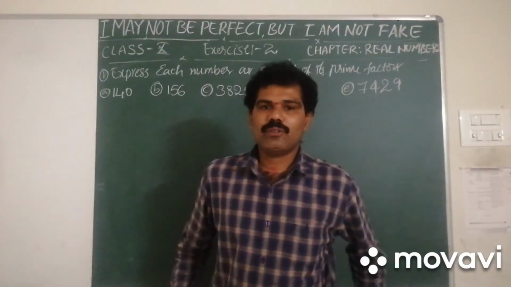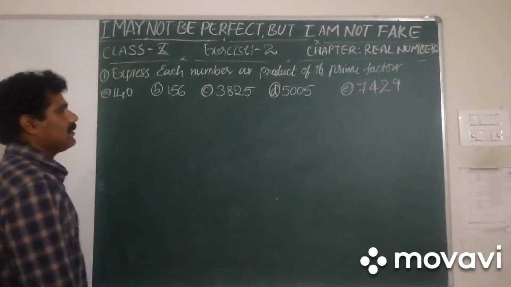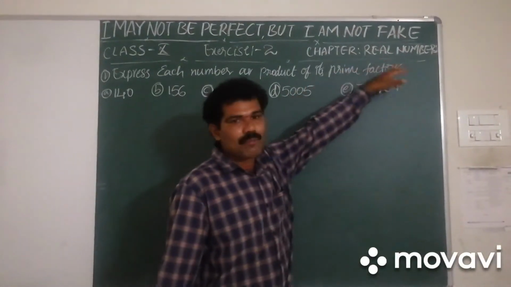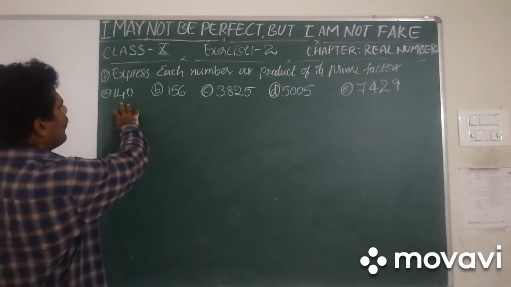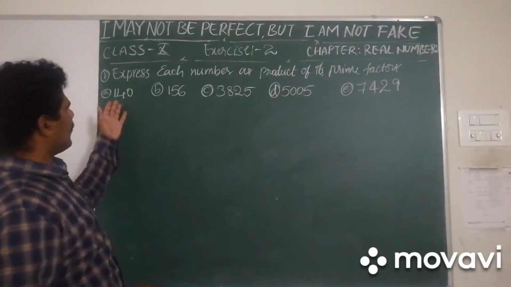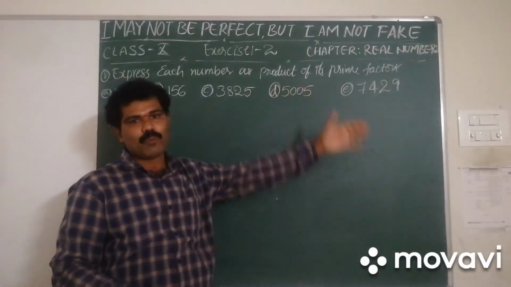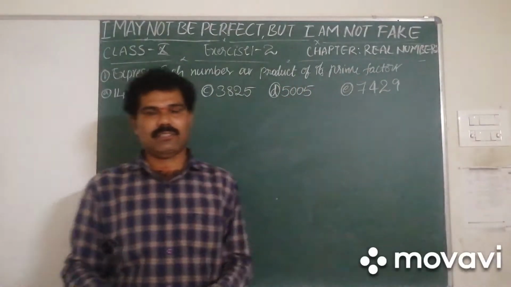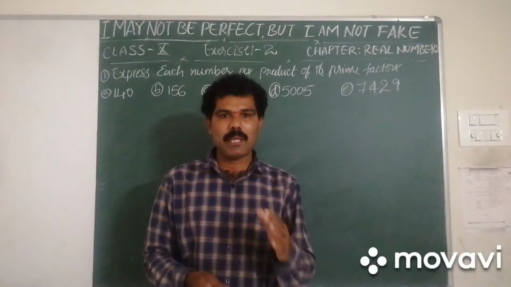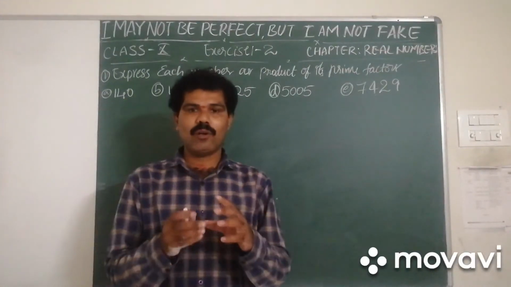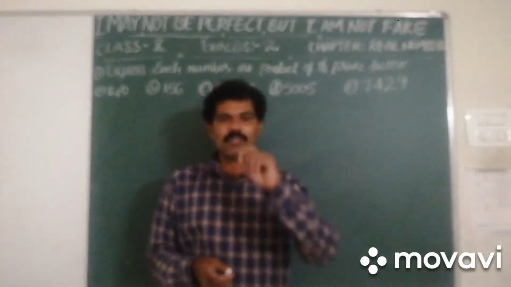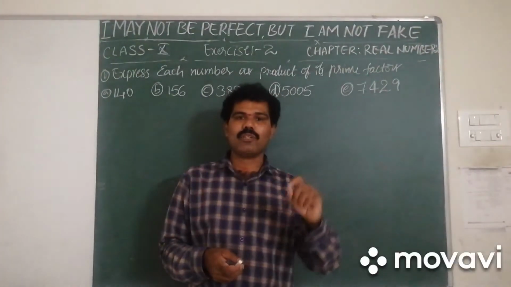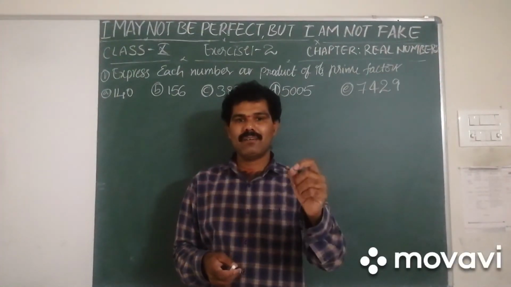So today we are going to solve the first problem from the second exercise of the chapter Real Numbers of class 10. Now see what the first question is. They asked you to represent these numbers in terms of a product of their prime factors. So this is nothing but prime factorization. I hope you are all aware of prime factorization, which means representing a composite number in terms of a product of its prime factors.